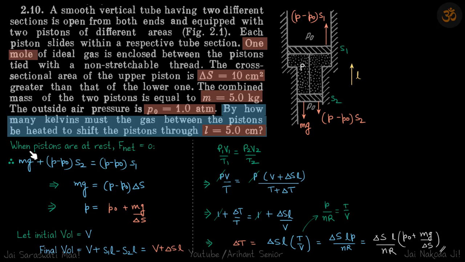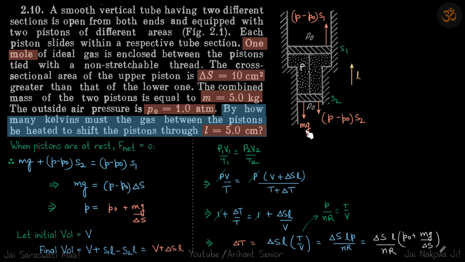So let's start. Initially the pistons are at rest, and finally when we heat it, eventually again the pistons will come to rest. If the pistons are at rest, that means the net force on the pistons is 0. So we'll start from there because that will give us the initial pressure. When pistons are at rest, F net is equal to 0.